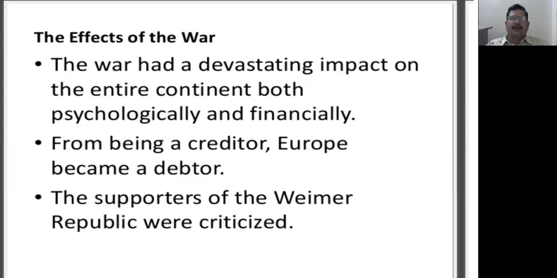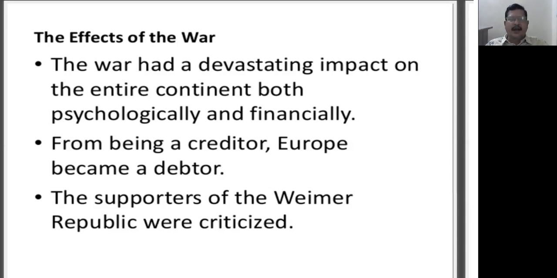The effects of the war. The war had a devastating impact on the entire continent, both psychologically and financially. After the war, the effect was very bad. The whole continent was disturbed, both psychologically and financially, because they lost all their economy, all their trade, all their finance, and everything was lost. So again, all the countries had to rebuild.